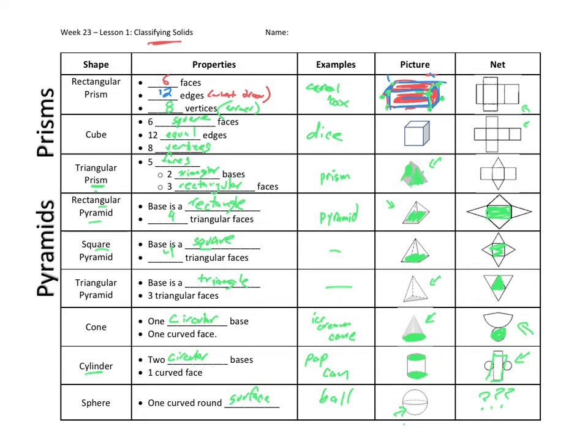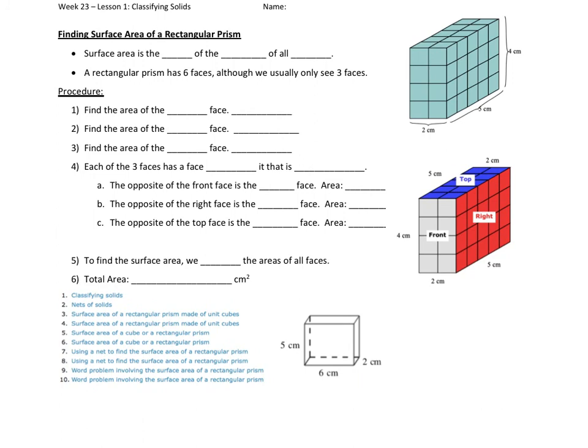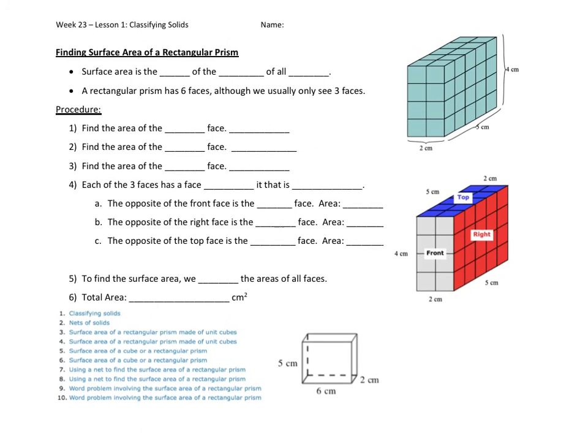All right, next part of our notes. We're going to just do real basic finding surface area of just rectangular prisms today. Tomorrow we'll do much more advanced than this. Okay, so what is surface area? Surface area is the sum of the areas of all the faces. Okay, so all of these solids that we have are three-dimensional. It's the two-dimensional. It's the sum of all the sides.